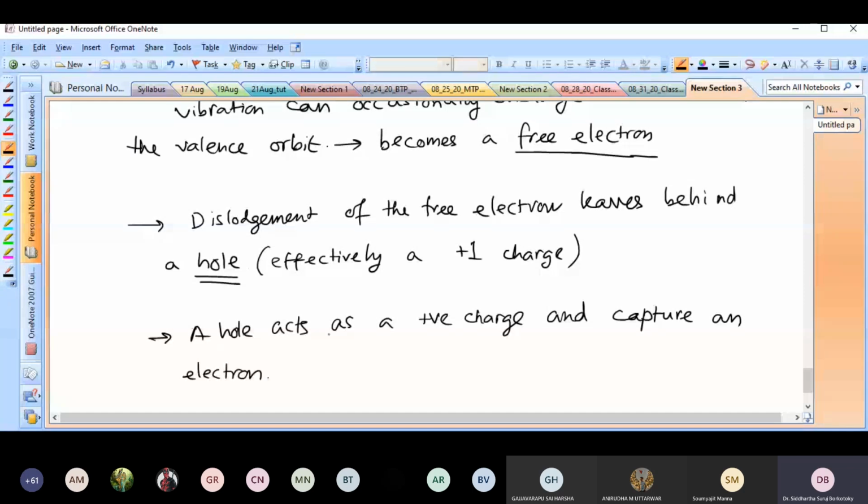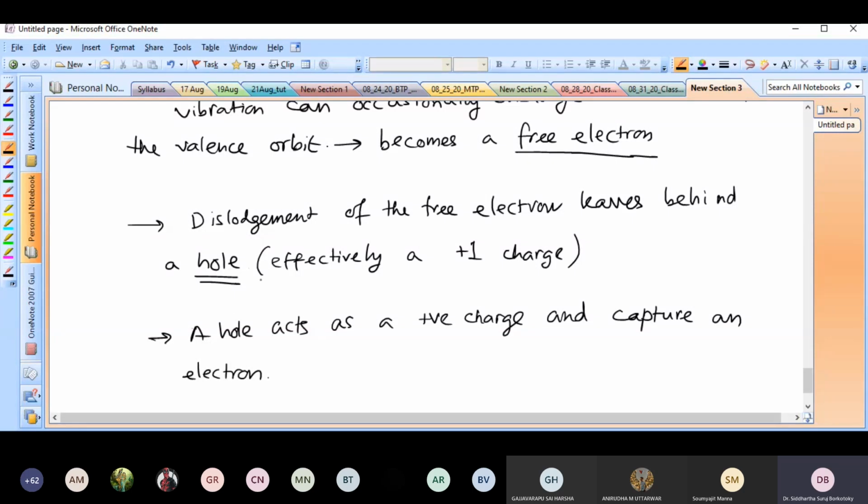So what is a hole? This is an important word because you will come across it very often. If you have a structure with a saturated valence structure and you knock off 1 electron from that structure, what you get is a hole. That hole is effectively a net positive charge that has the capability to capture an electron. If it finds a free electron somewhere nearby, it can capture it.